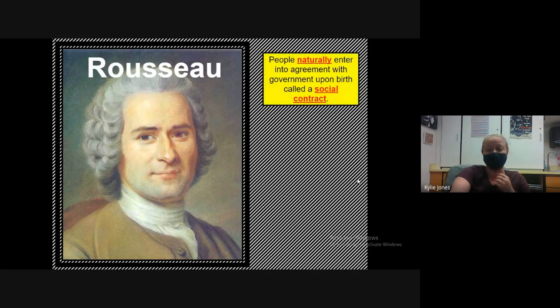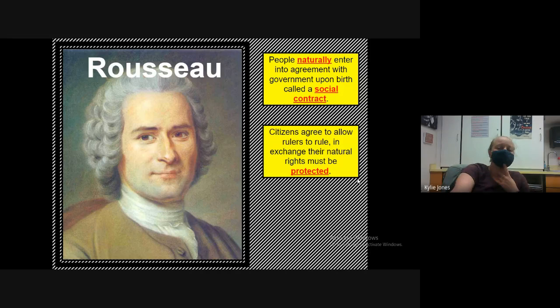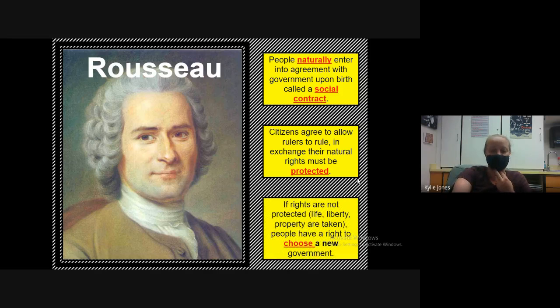People naturally enter into an agreement with government upon birth called the social contract. Citizens agree to follow rulers to rule. In exchange, their rights must be protected. If rights are not protected, people have the right to choose a new government.